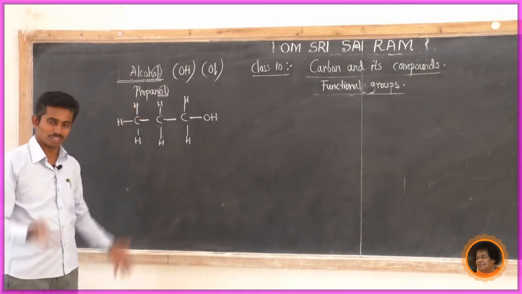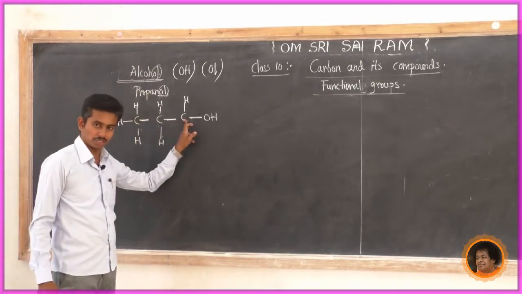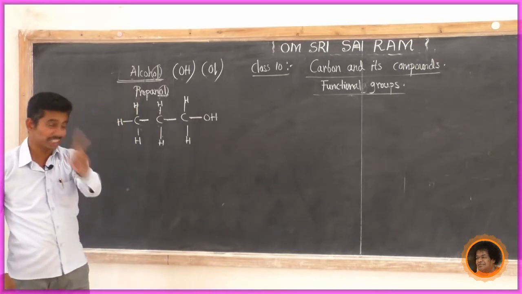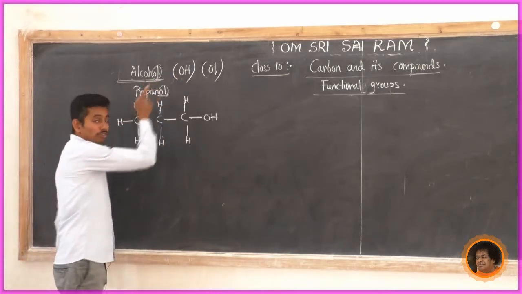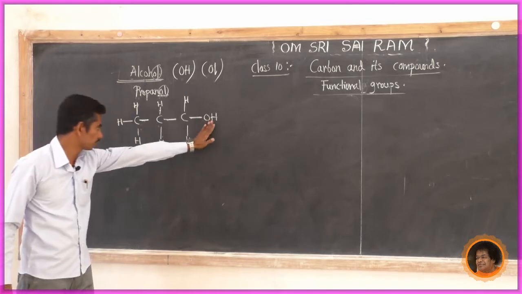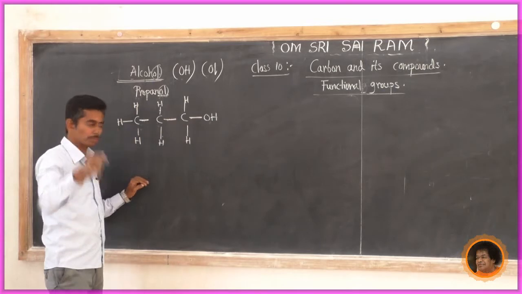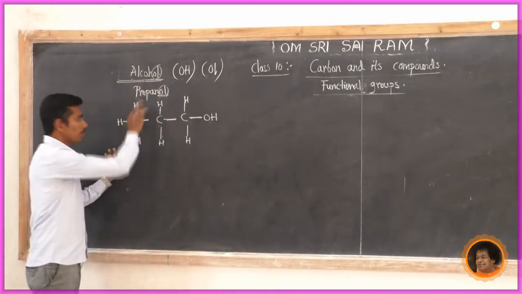Very simple. What is the method? First, prop means how many carbon? 1, 2, 3. 3 carbons. After that, you must write the functional group of alcohol. It is OH. So write OH. Then write hydrogen for covalent bond. This is the structure of propanol.